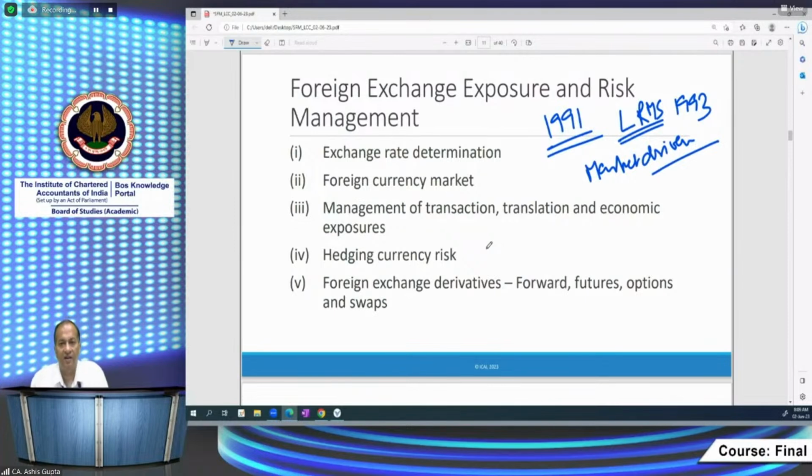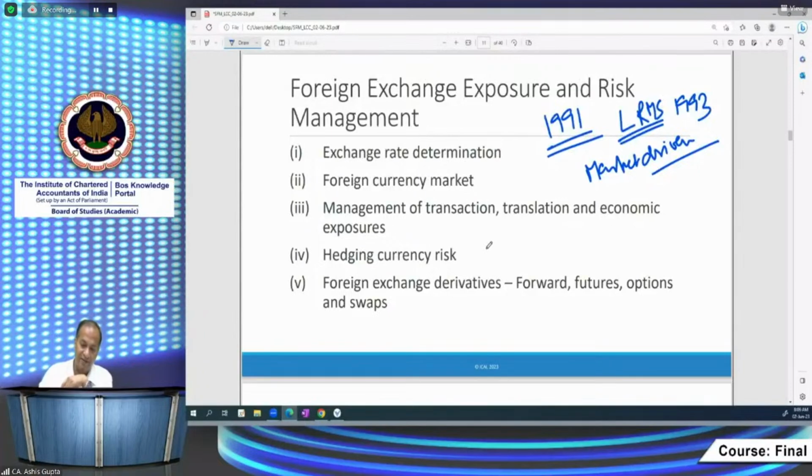These rates are now market driven. So when these rates are market driven, what happens? They are exposed to risk. They are market driven, and ultimately what happens? Because it is a play of demand and supply. So here comes how we manage this risk, because there is a risk.